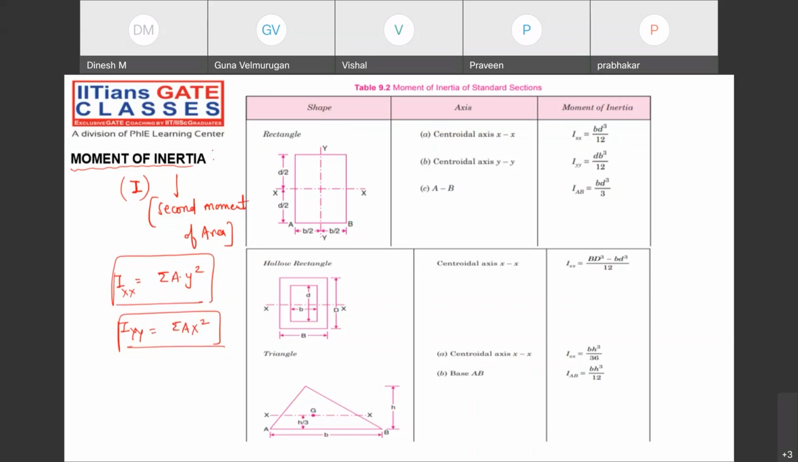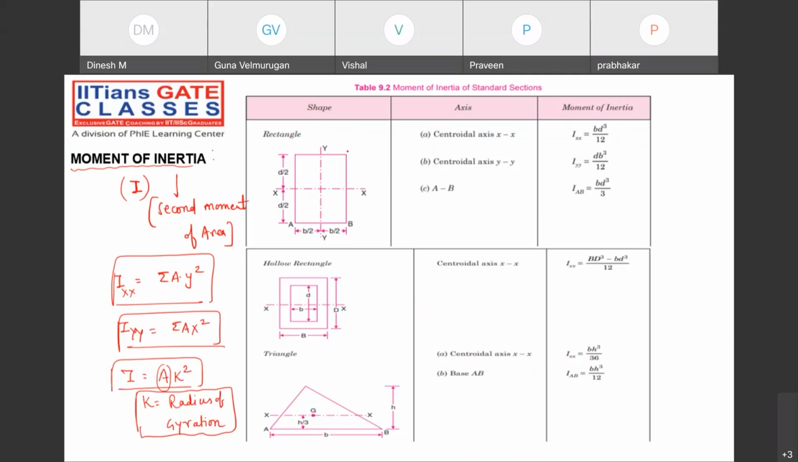Resistance to what? Movement. Whatever the movement is, if any resistance will be there, that tendency, that property will be called moment of inertia, right? Moment of inertia is also calculated as A into k square, where k is known as radius of gyration and A is nothing but area, right?